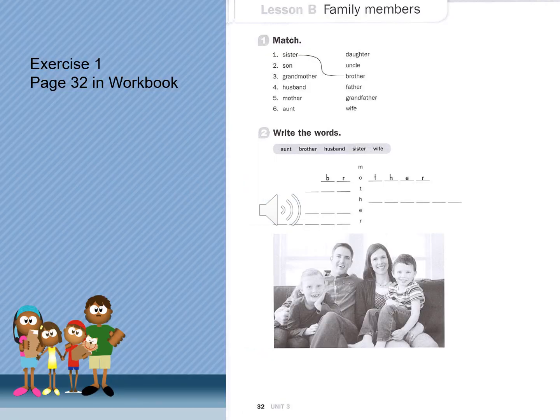Now we're going to work in the workbook. Let's go to page 32 in the workbook. We'll start with exercise 1. And what you're going to do is you're going to match the terms, the names of the family members that are similar. Like sister, well, what's the male one? It's a brother. Okay. Number 2 would be son.